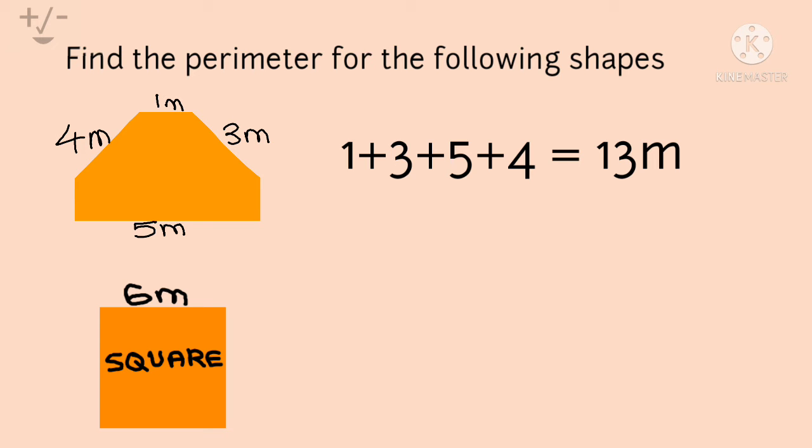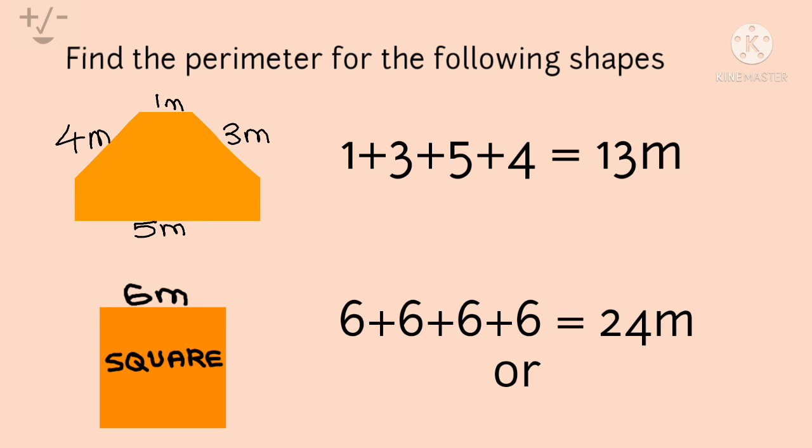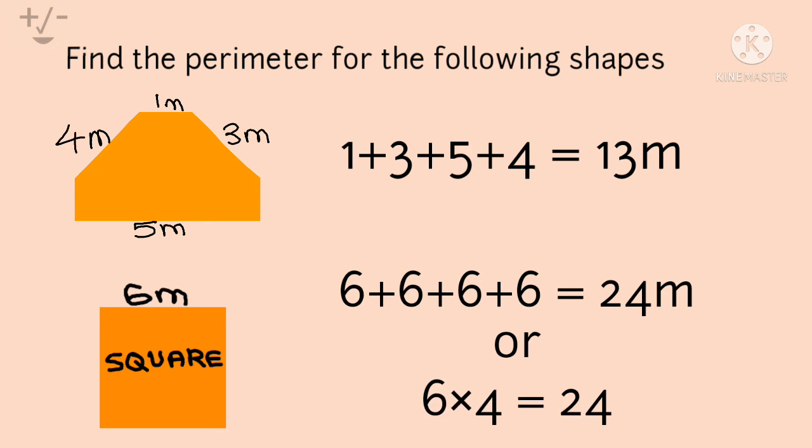The question has provided us with the length of one side. In a square, we know that all sides are equal. Therefore, all sides must be 6 meters long. Now to find the perimeter of the square, you can do it in two different ways. You could either add the 6's 4 times, which means 6 plus 6 plus 6 plus 6, which gives you 24 meters, or do 6 multiplied by 4, since there are 4 equal sides, which also gets you to the answer 24 meters.